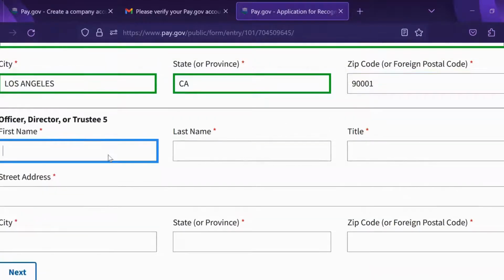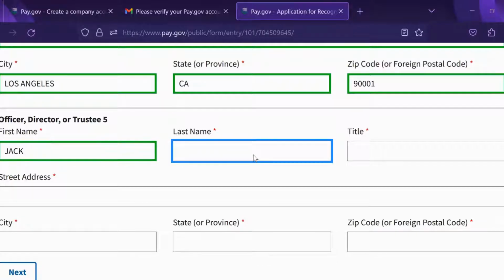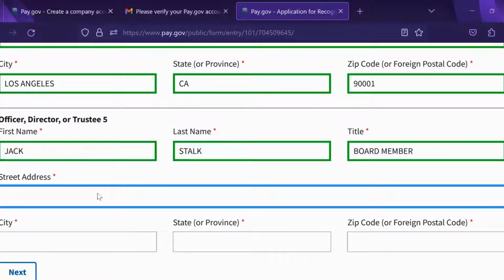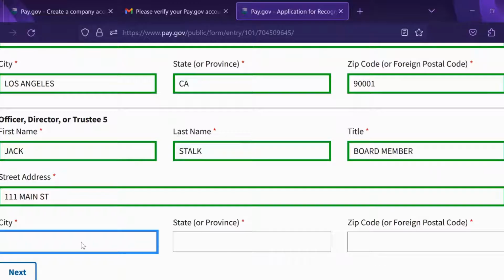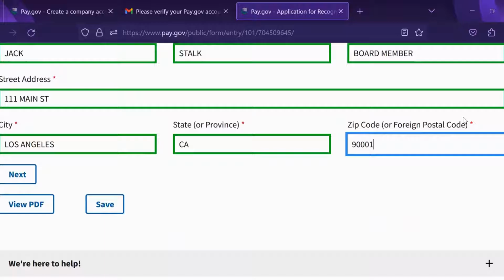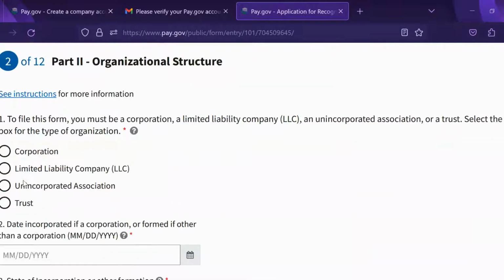And then the final person is also a board member. Okay, that page is completed. And now we'll go to the next page.